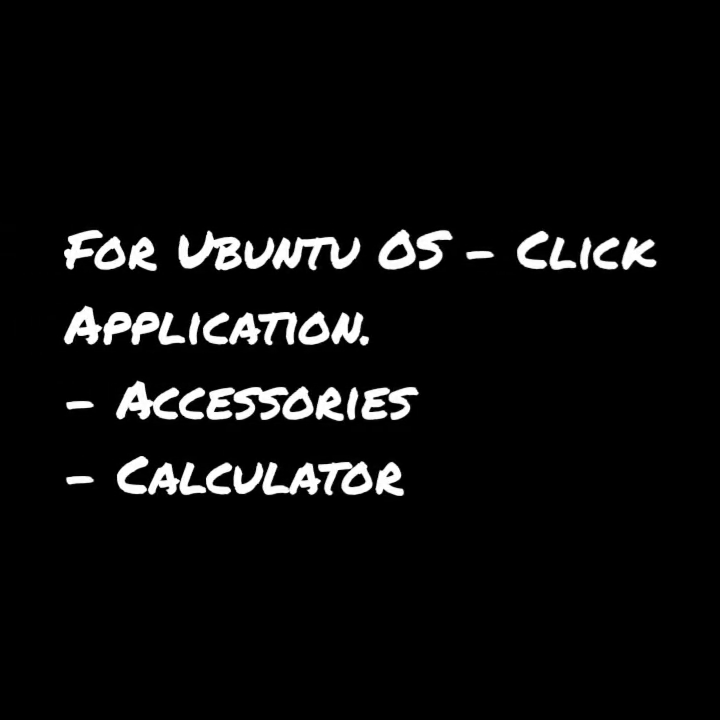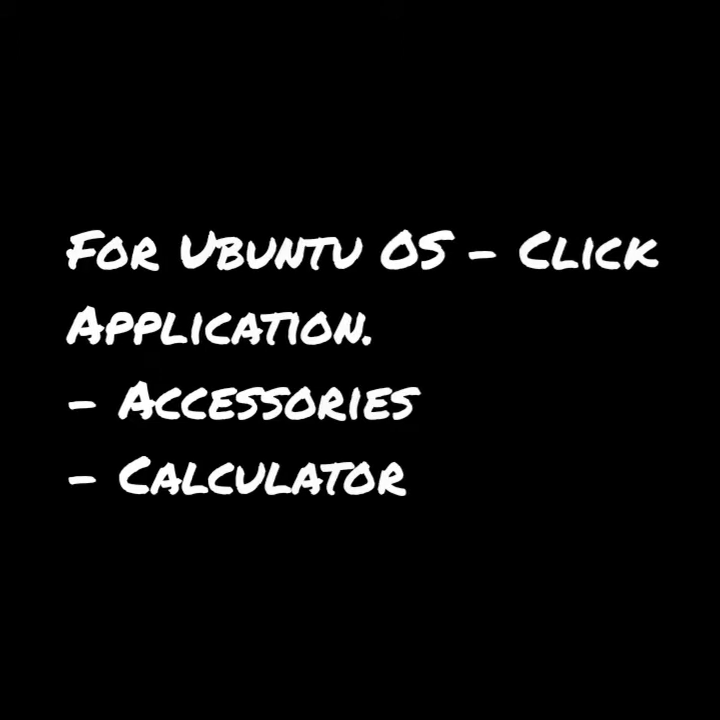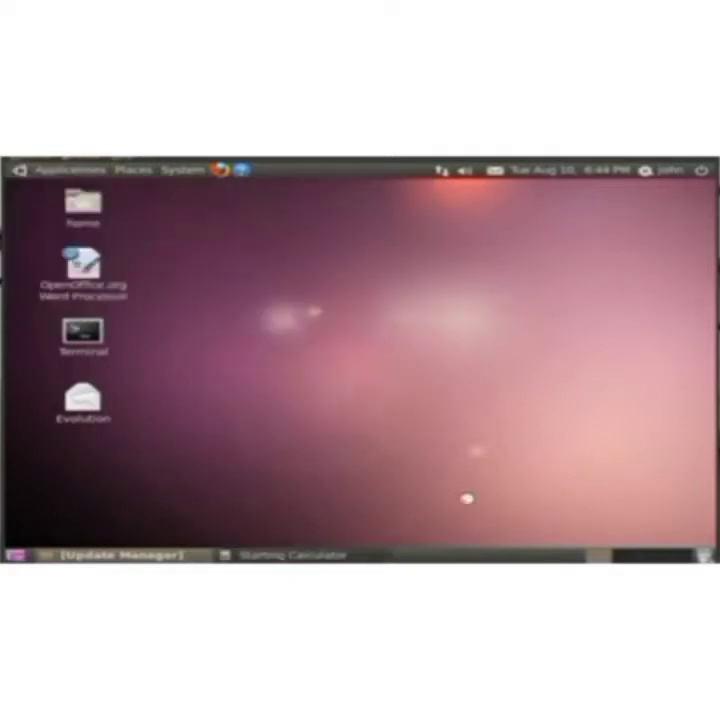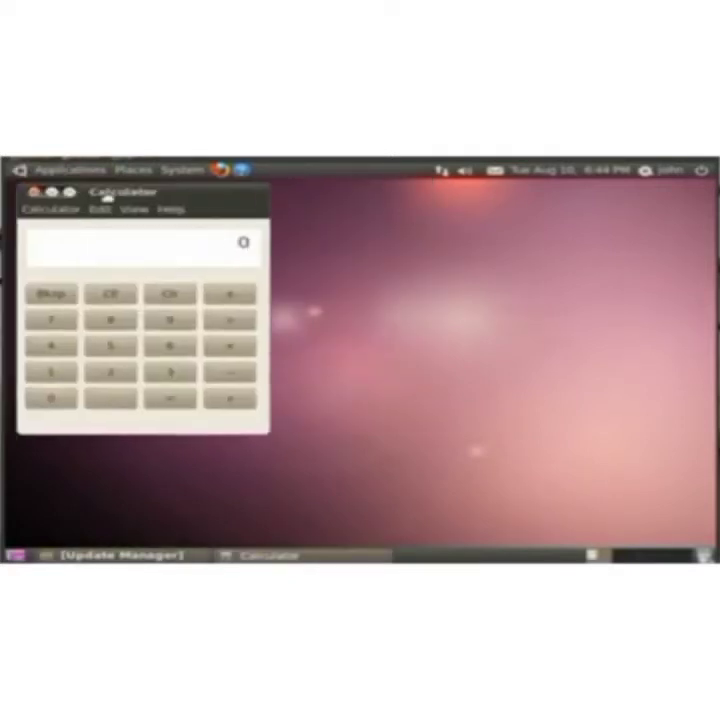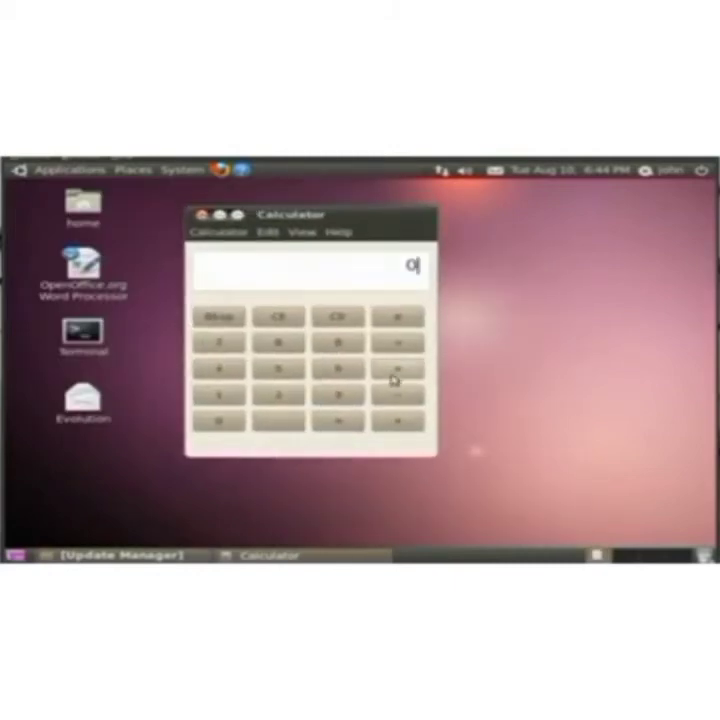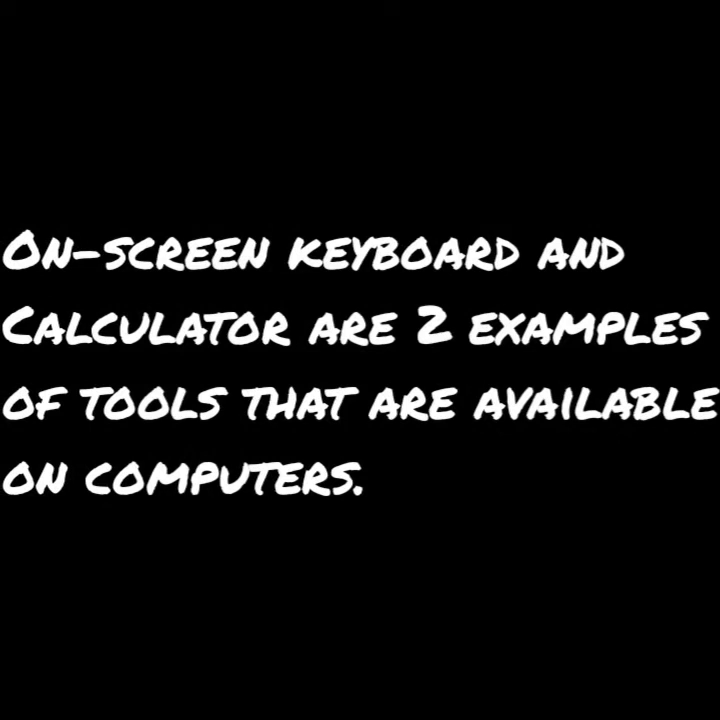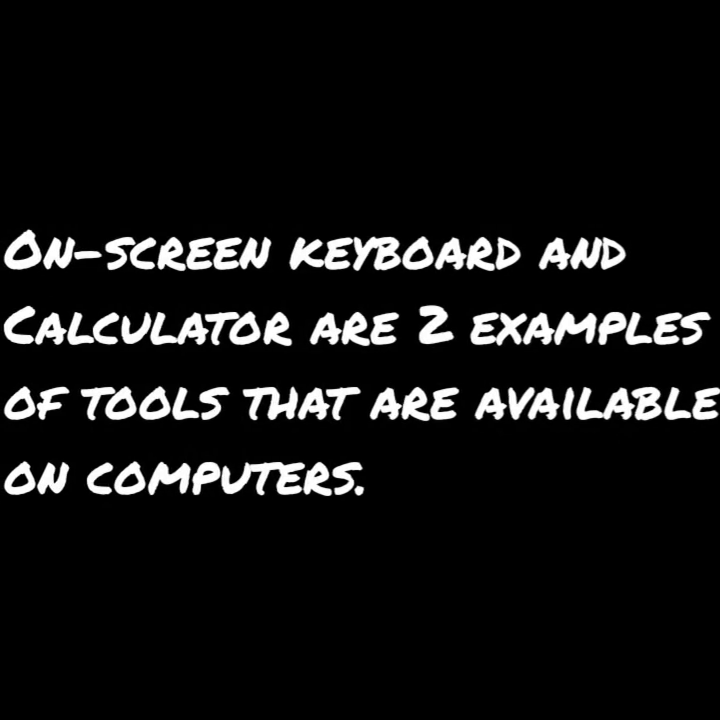Now let's see, for Ubuntu operating systems, you have to click Application, accessories, and calculator. Let's see practically. Application, calculator. So you will get the calculator. I hope you are clear. So on-screen keyboard and calculator are two examples of tools that are available on the computer.